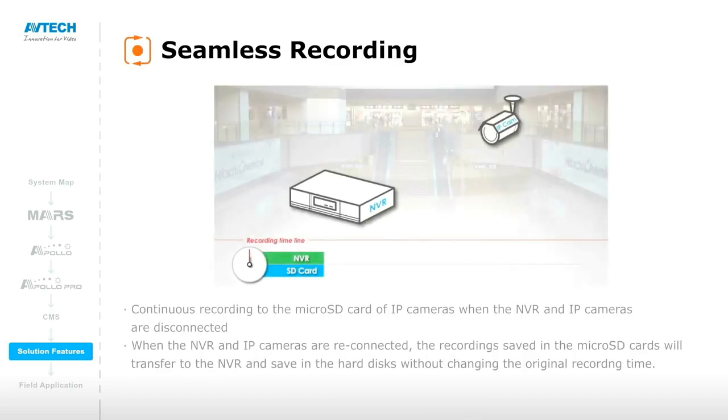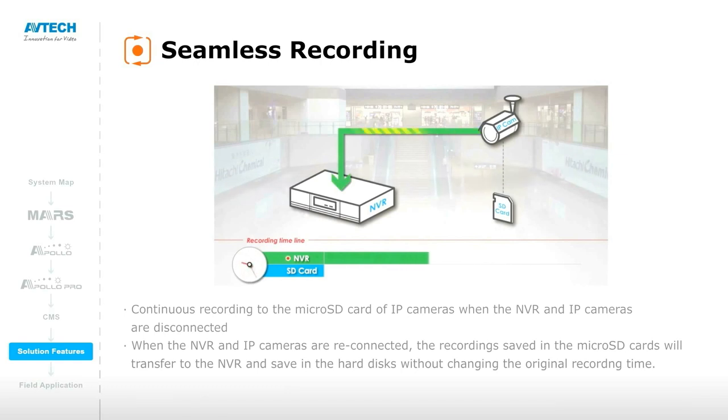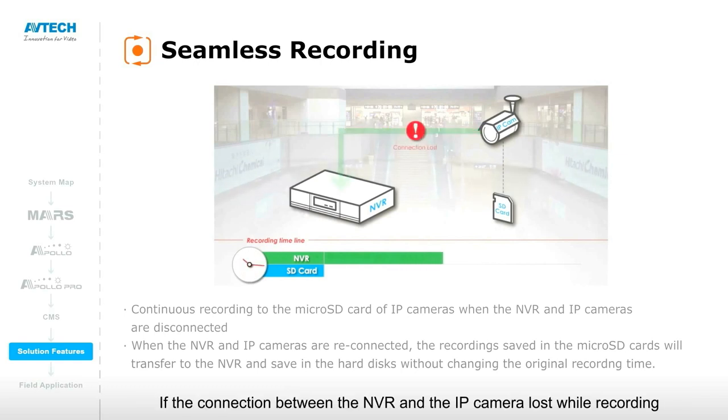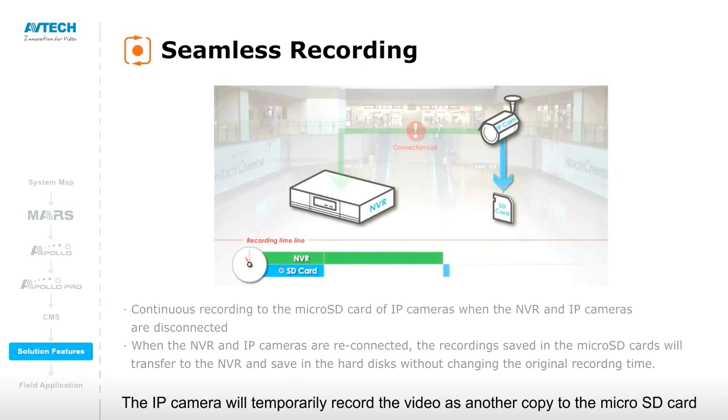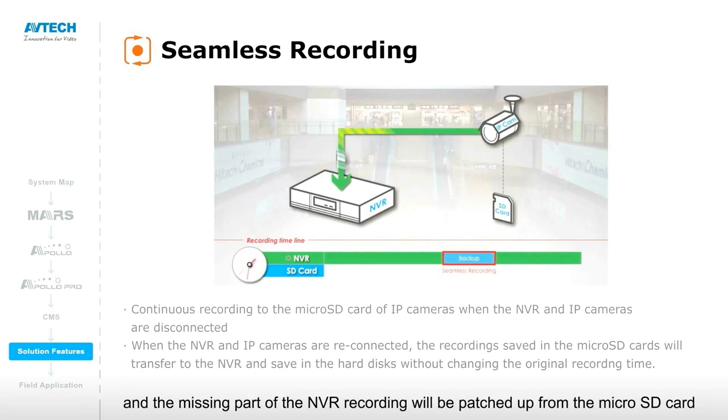Seamless recording. Normally, the NVR connected to the IP camera with a micro SD card records video. If the connection between the NVR and the IP camera is lost while recording, the IP camera will temporarily record the video as another copy to the micro SD card. When the camera retrieves the connection to NVR, NVR resumes recording. And the missing part of the NVR recording will be patched up from the micro SD card.